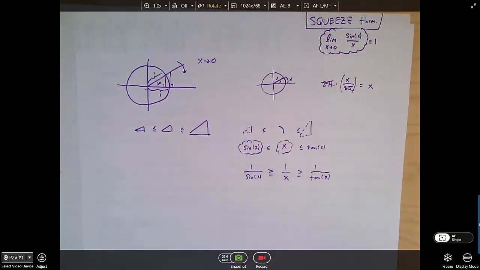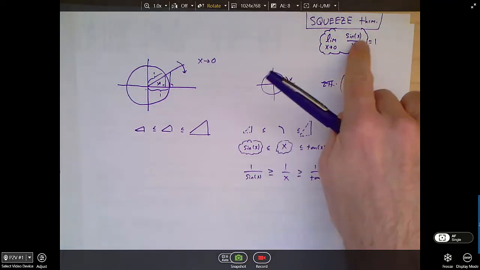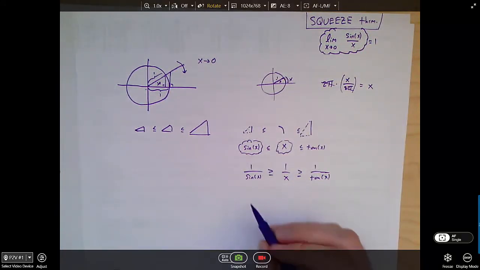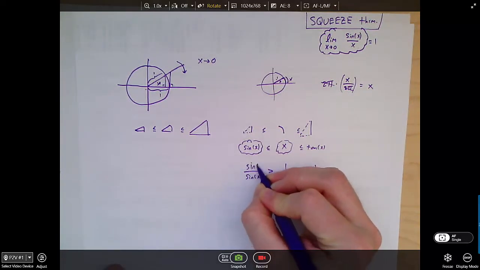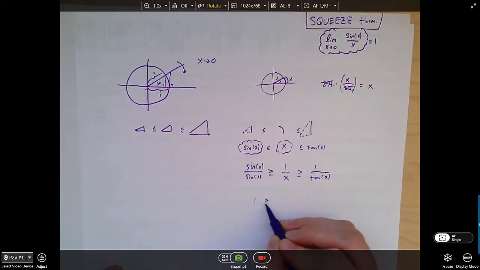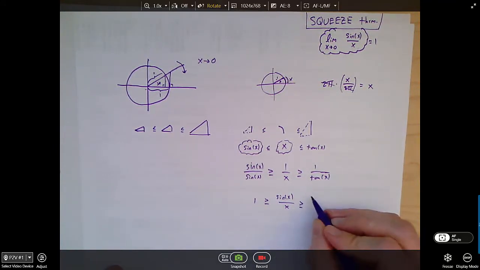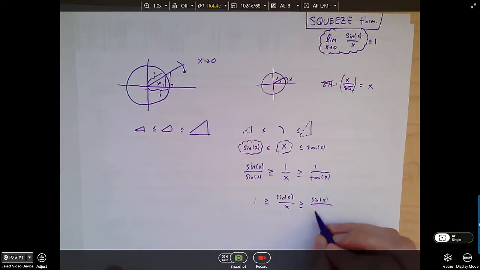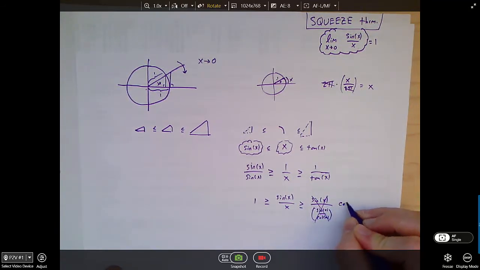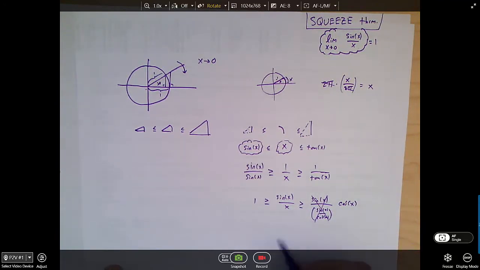And now all I need to do to get the sine x in there is multiply through by sine x on all sides. So when I multiply by sine x, that becomes 1. This becomes what I was hoping, sine x over x. And this becomes sine x over, well, okay, let's write tangent x. So tangent x is sine x over cosine x. And so we can reverse and multiply, and the signs will cancel. So this is really the same thing as cosine x. Great.